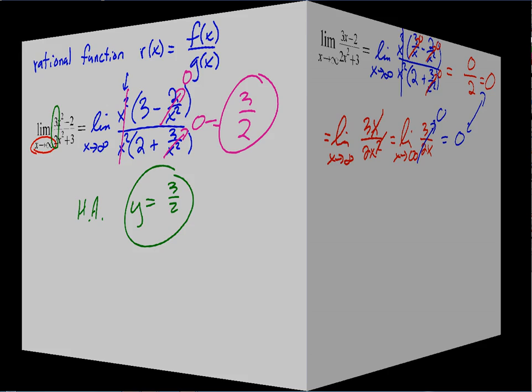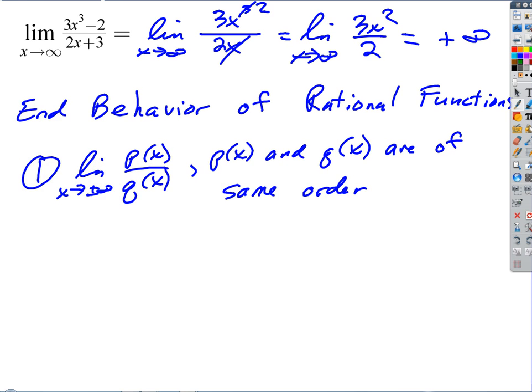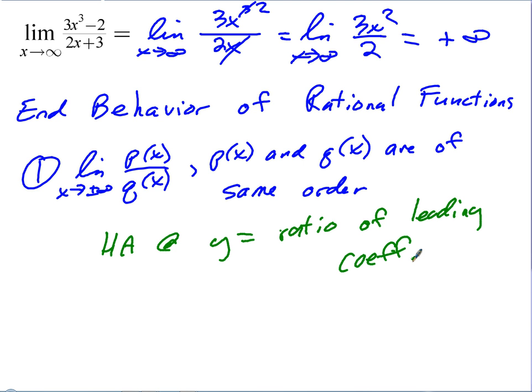So case 1, same order: we got a horizontal asymptote at y equals the ratio of leading coefficients. Okay, and that's easy. We can just look at it and see. There's no math to do. Just by inspecting, we know that that's going to happen.